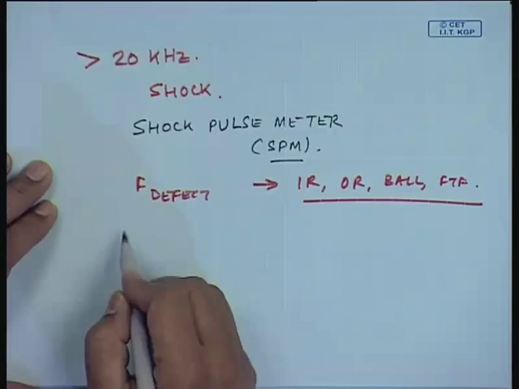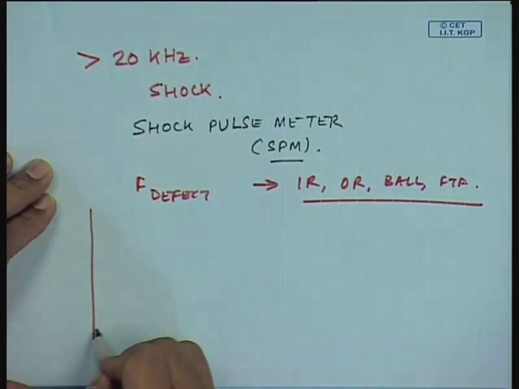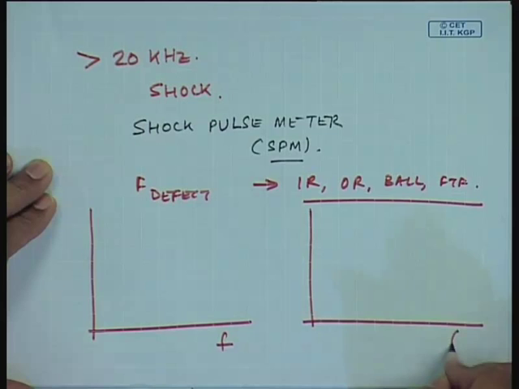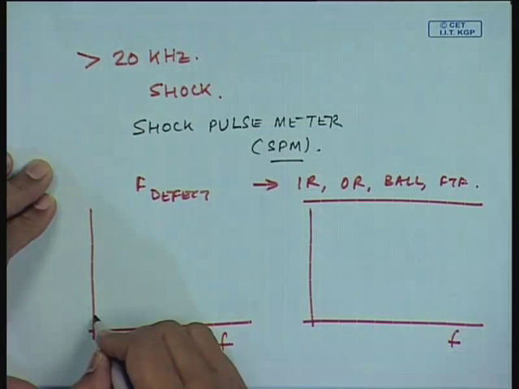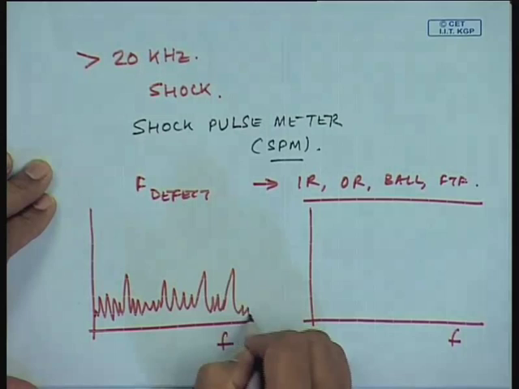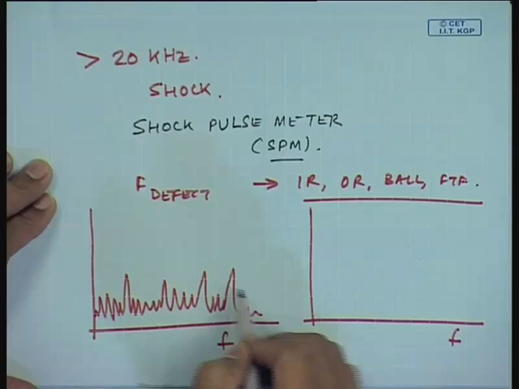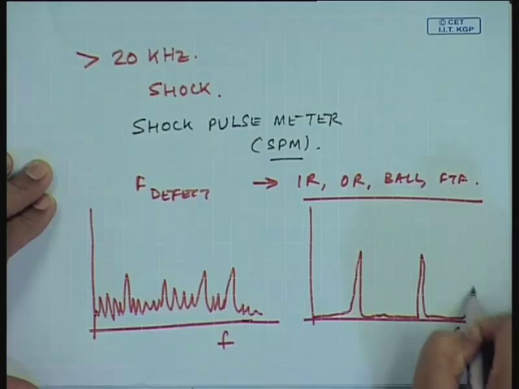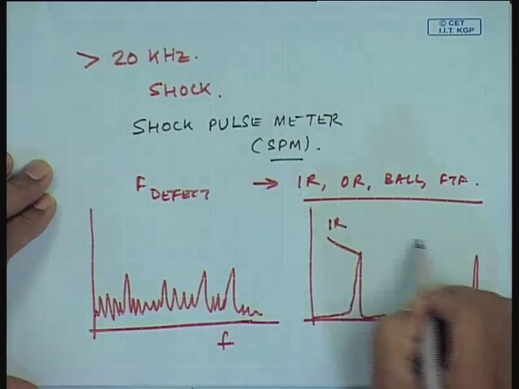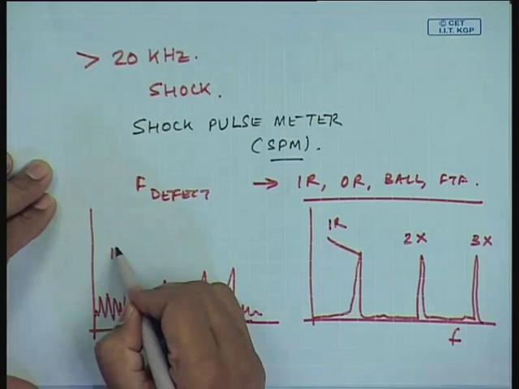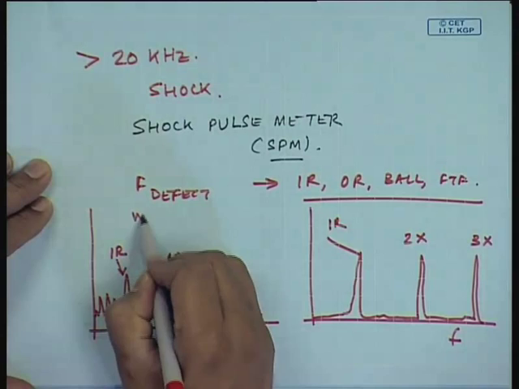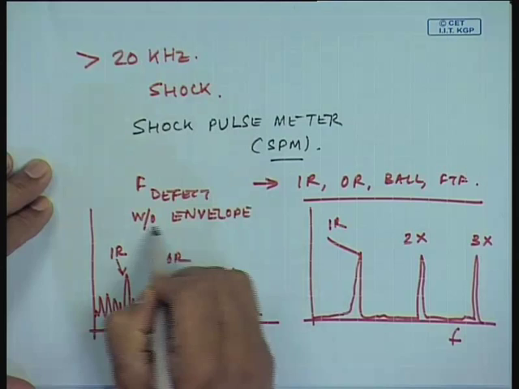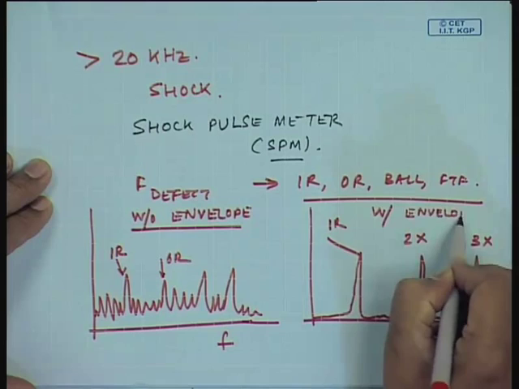I will give you two frequency spectrums, one without envelope analysis, and one with envelope analysis. One without envelope analysis, where this could be the defect frequencies, but if I do it with the envelope analysis, this could be the IR defect, this is 2 times x, 3 times x and so on, and these are IR, this could be OR. This is without envelope, this is with envelope. These are the vibration signals.